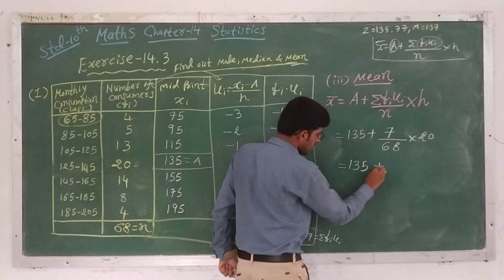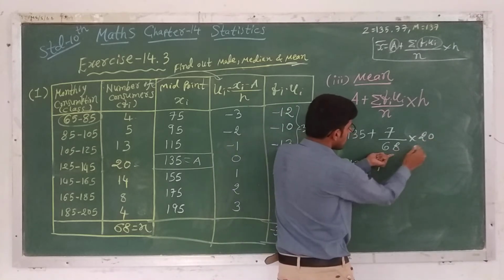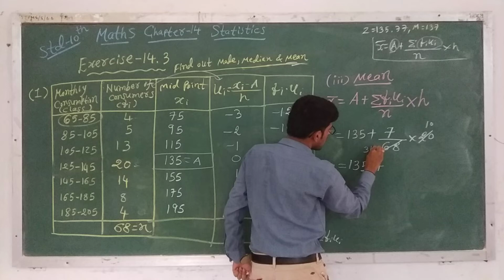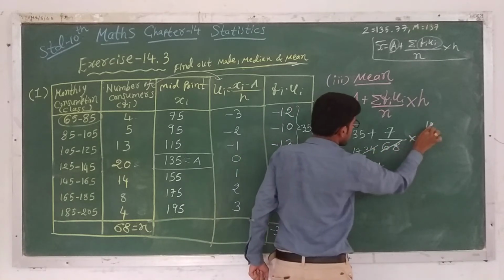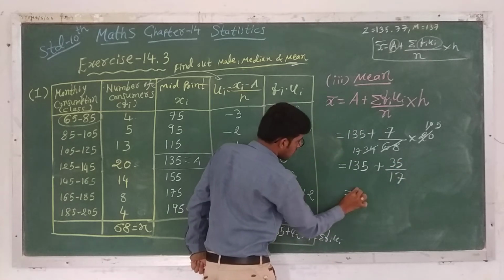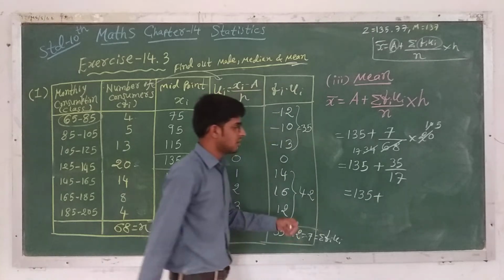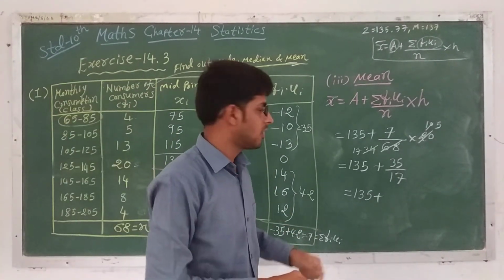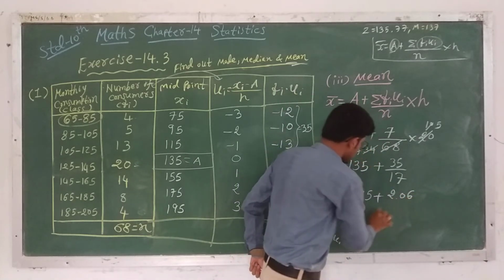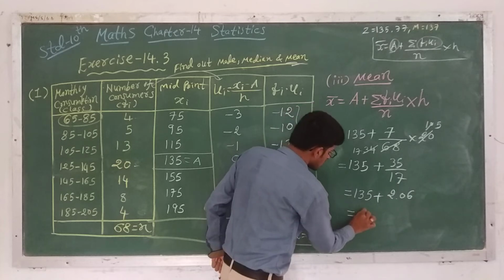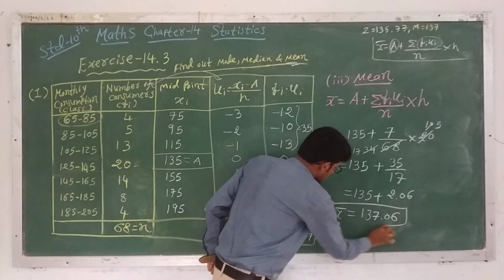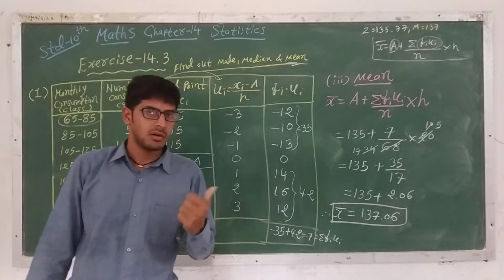So 135 plus, here first of all we cancel out. 10 2s are 20 and 35 4 twos are 68, again we cancel out 17 twos are 34 and 5 twos are 10, so 7 fives are 35 by 17. Now 135 plus 35 by 17, which is 2.06. Now we add in 135, so 137.06. So x bar is equal to 137.06. Is it clear? Now note down.